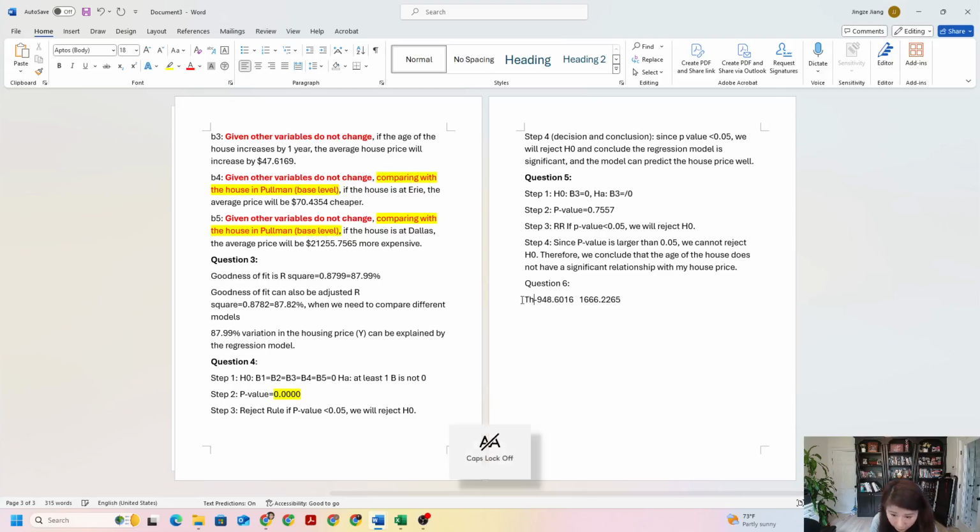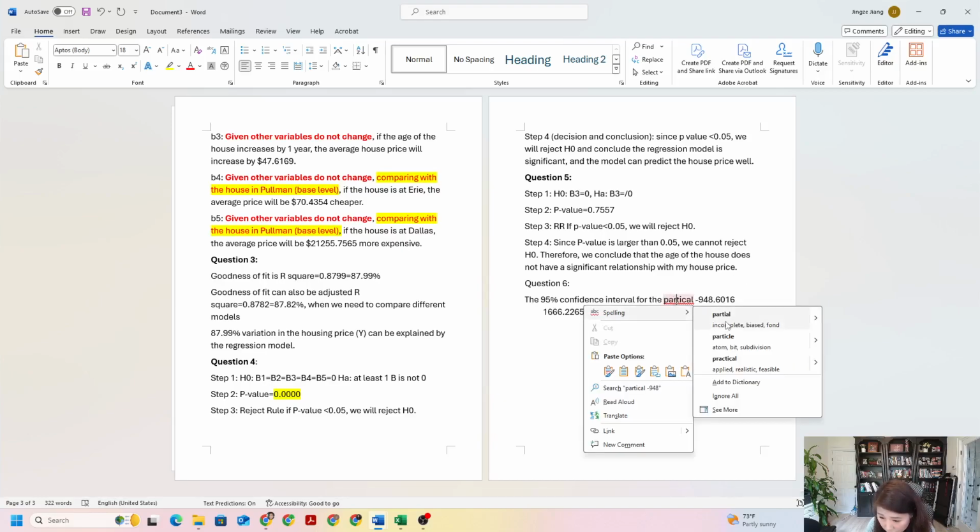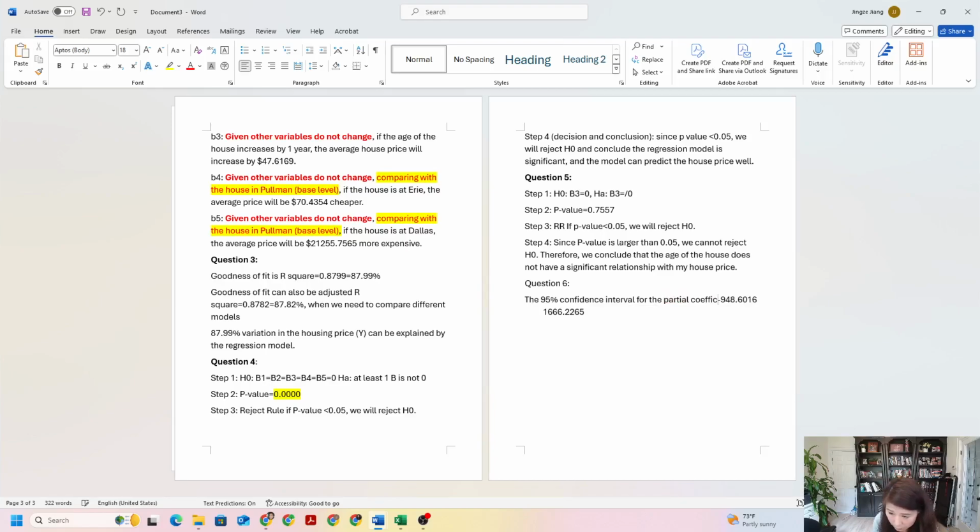Okay, so the 95% confidence interval for the partial coefficient of the number of bedrooms is between and. Okay, so we found my partial coefficient.